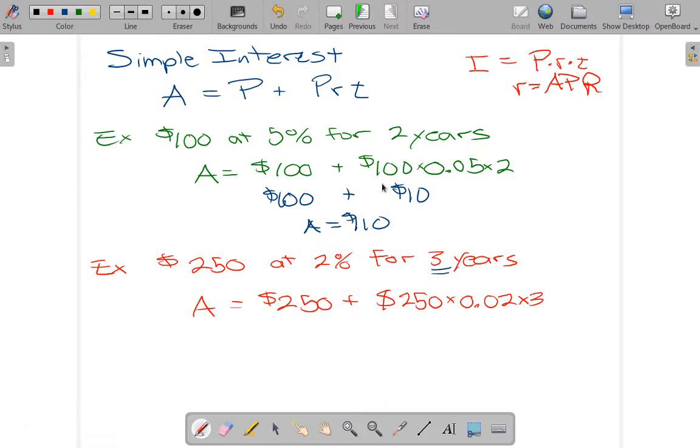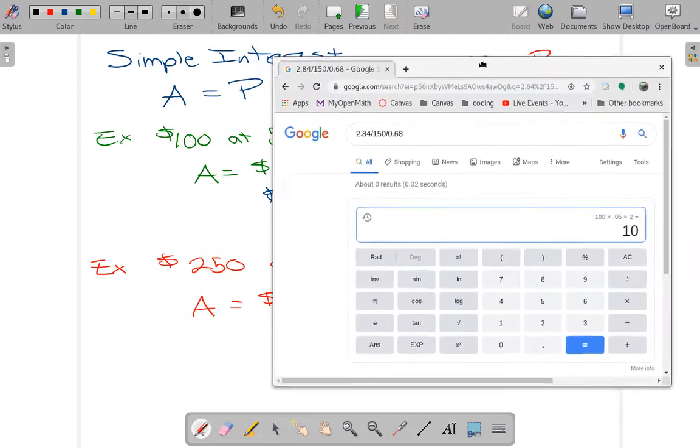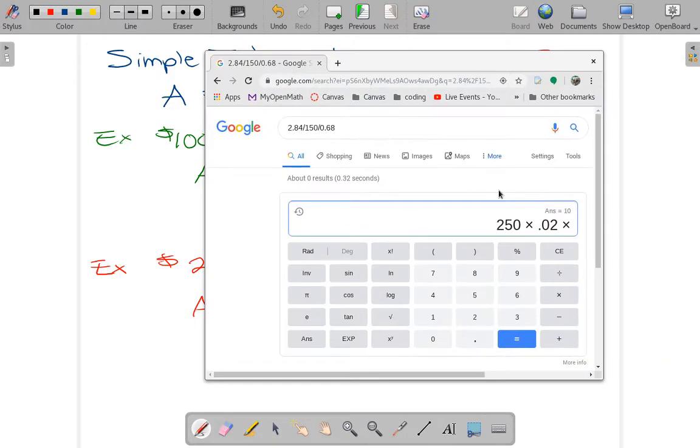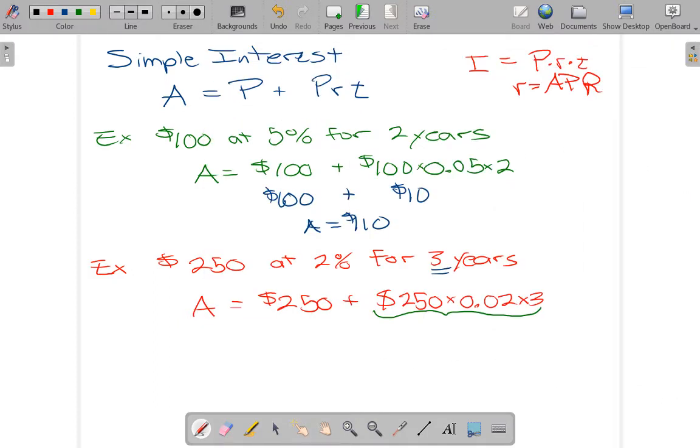So for this, I would take my 2% for 3 years to get my interest amount, and then add that back on. So let's ask my calculator what it thinks about that. So I have my $250 times my 2% interest times, was this one 3 years? Yeah, 3 years. I get $15 in interest at the end of 3 years.